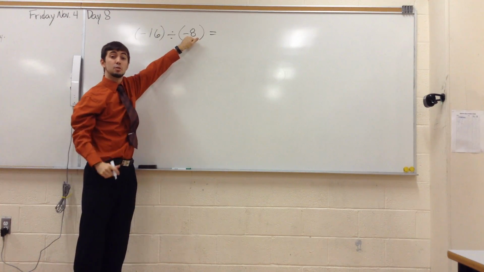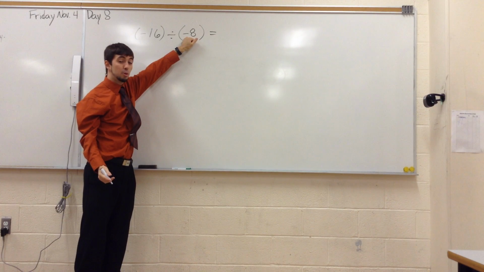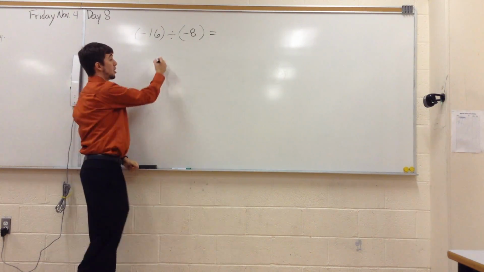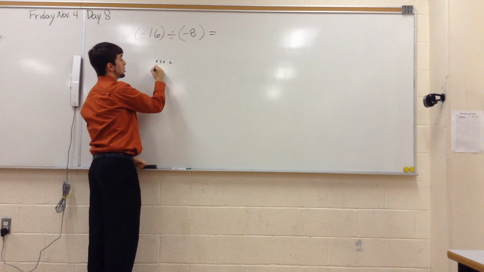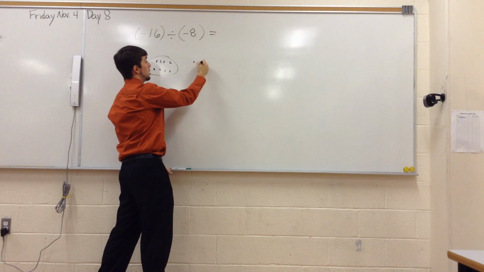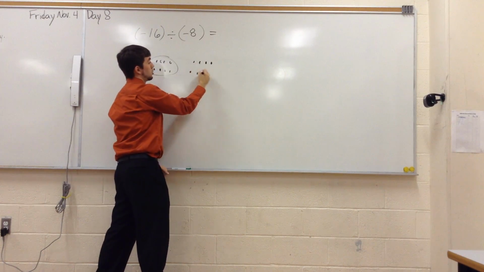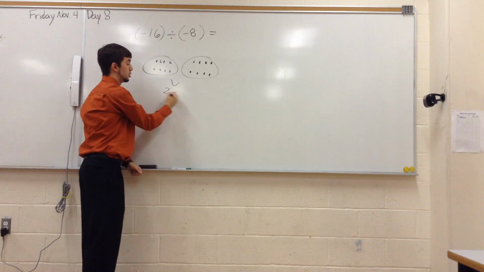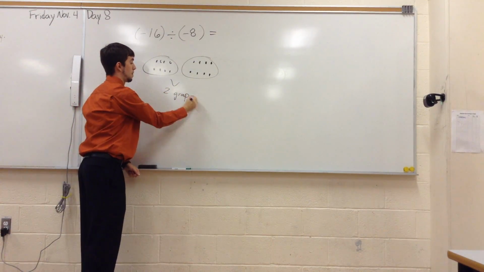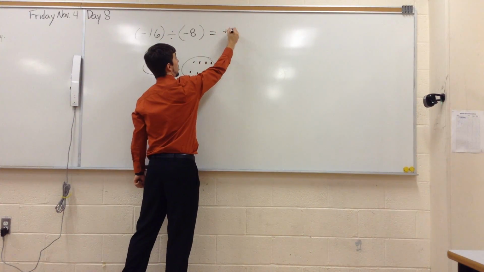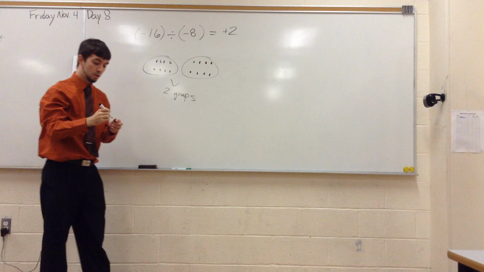It doesn't make sense to divide them into -8 groups. We don't have anything that makes sense for negative groups. So I'm going to put -8 tiles in each of my groups. I've got -8 here. I haven't used them all up, so again, I've got to do -8 more, and I see that I have 2 groups. And again, that's +2 groups, so I get +2.